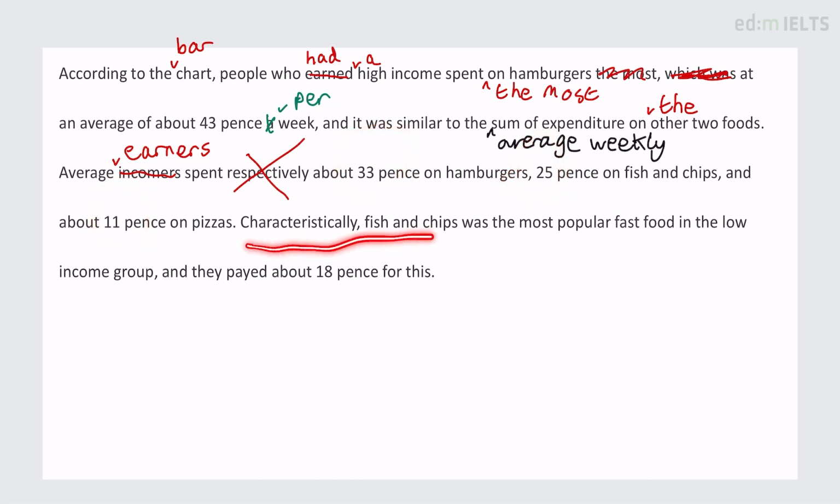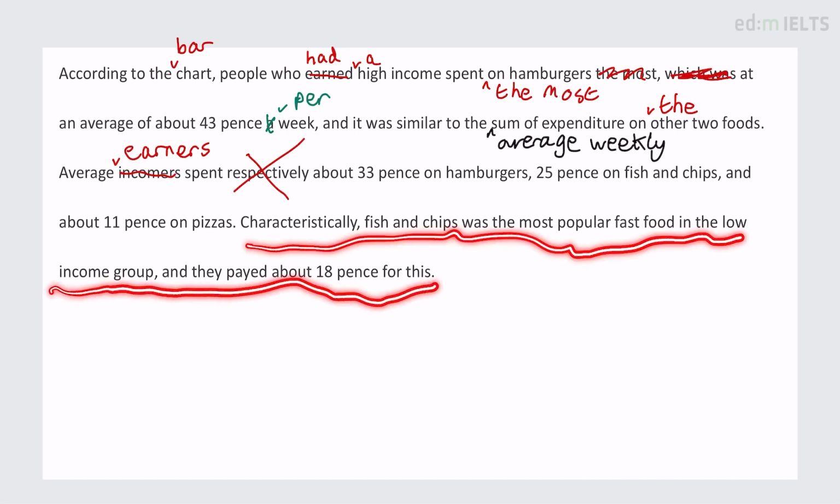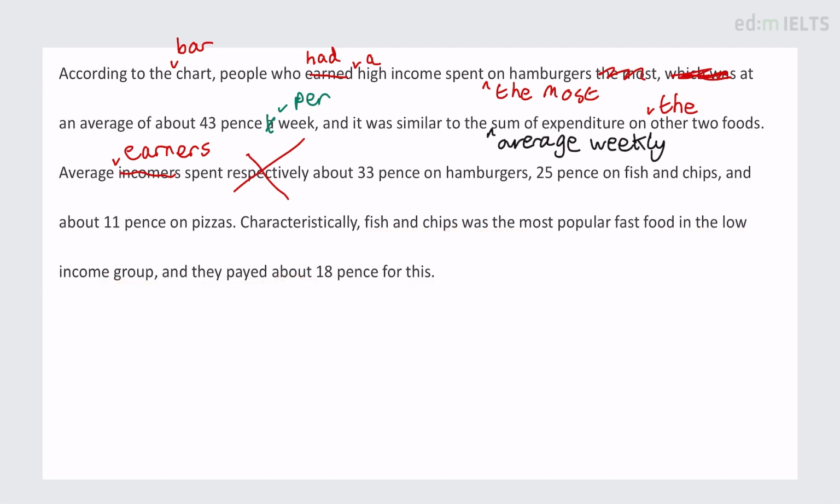Okay, moving on. So characteristically, fish and chips was the most popular fast food in the low-income group, and they paid about 11 pence for this. Yeah, I guess you can use this as a pronoun for this item of food, but for it might be a little bit more natural. Just a normal object pronoun for this type of fast food. And there's obviously a spelling mistake, paid. 1 or 2 small spelling mistakes won't completely ruin the essay, but they certainly don't make a good impression on the reader.